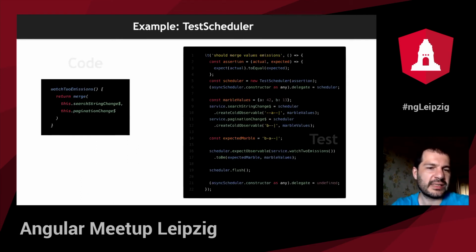Okay, let's review an example where we combine two streams. Actually, combination of streams is where marble testing really shines. Pay attention to the mock observable marble diagram. When the diagram is visual, it is easy to create the expected output diagram. Test passed.